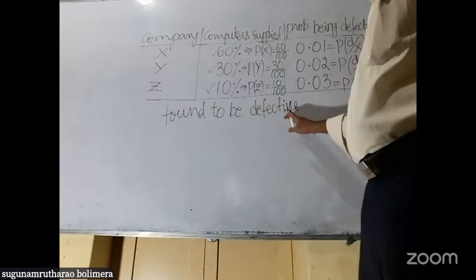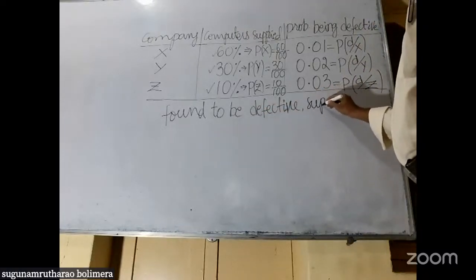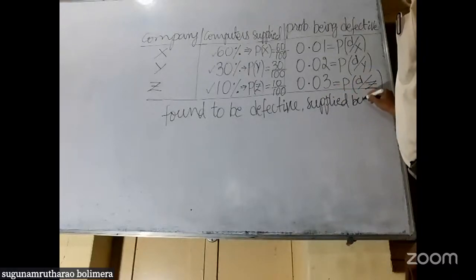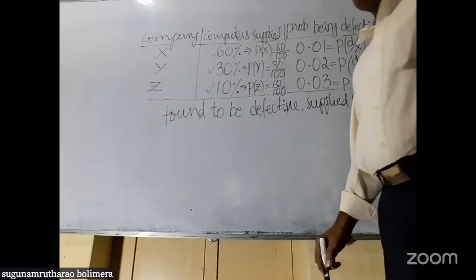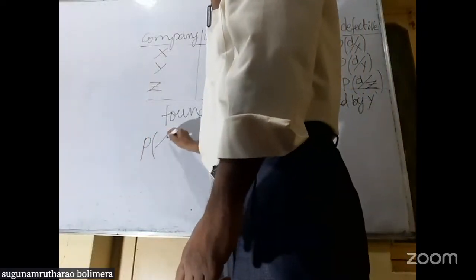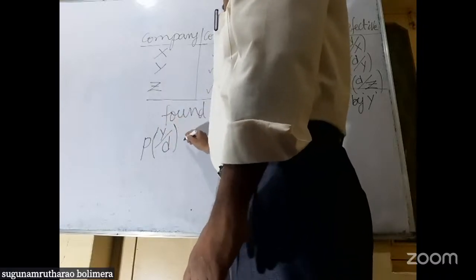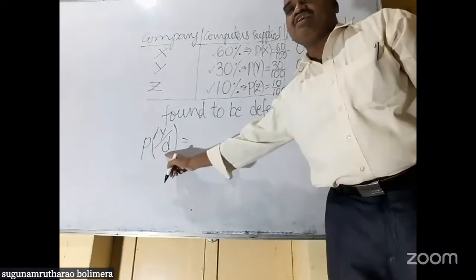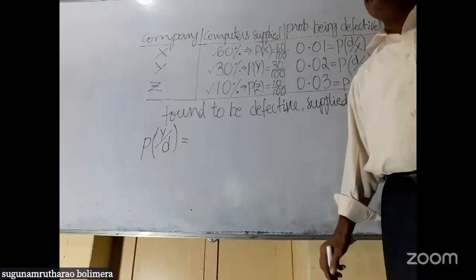It is found to be defective. What is the probability that it is supplied by Y? This is the question asked. You have got a defective computer, and it must be from Y. This is inverse probability.